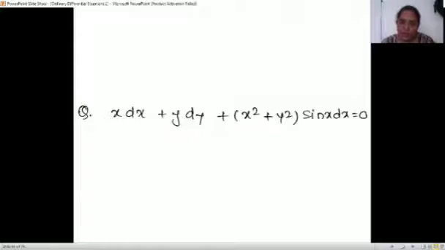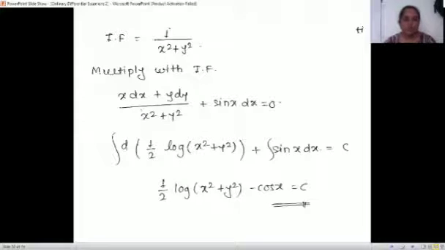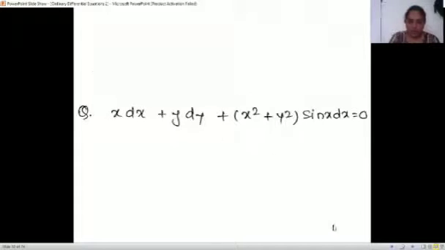Or is it exact? I think it is not exact now. So what we do here is, the problem has x square plus y square, right? And we know the derivative of x square is 2x and the derivative of y square is 2y. There is no 2, but we can adjust 2. We cannot adjust variables, but we can adjust constants, right?